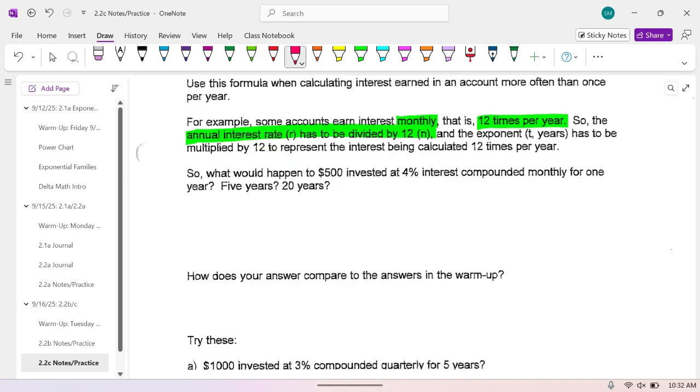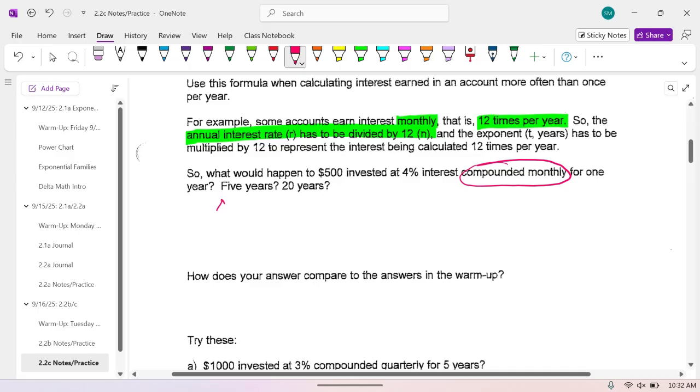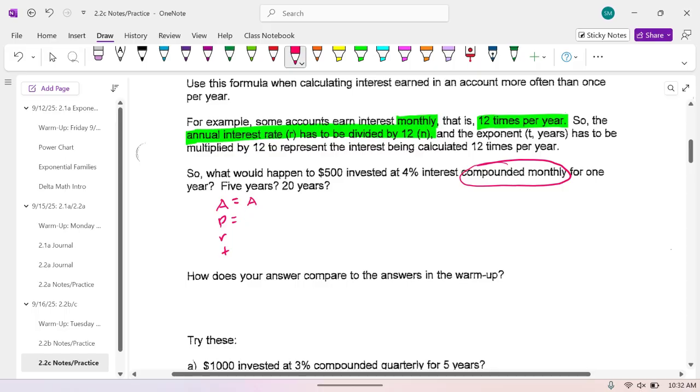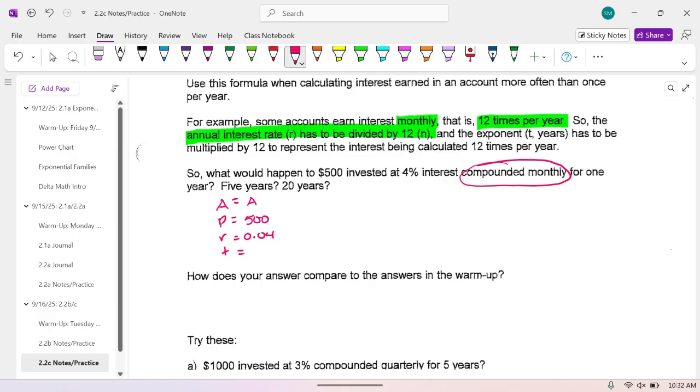So we're going to do the same thing that we just did for the warm up, but now instead of compounded annually, we're going to compound it monthly. So our A, P, R, and T are still the same. A would be A, P would be 500, R would be 0.04, and T would be T. But now we need to add our N. N is the number of times it's compounded.